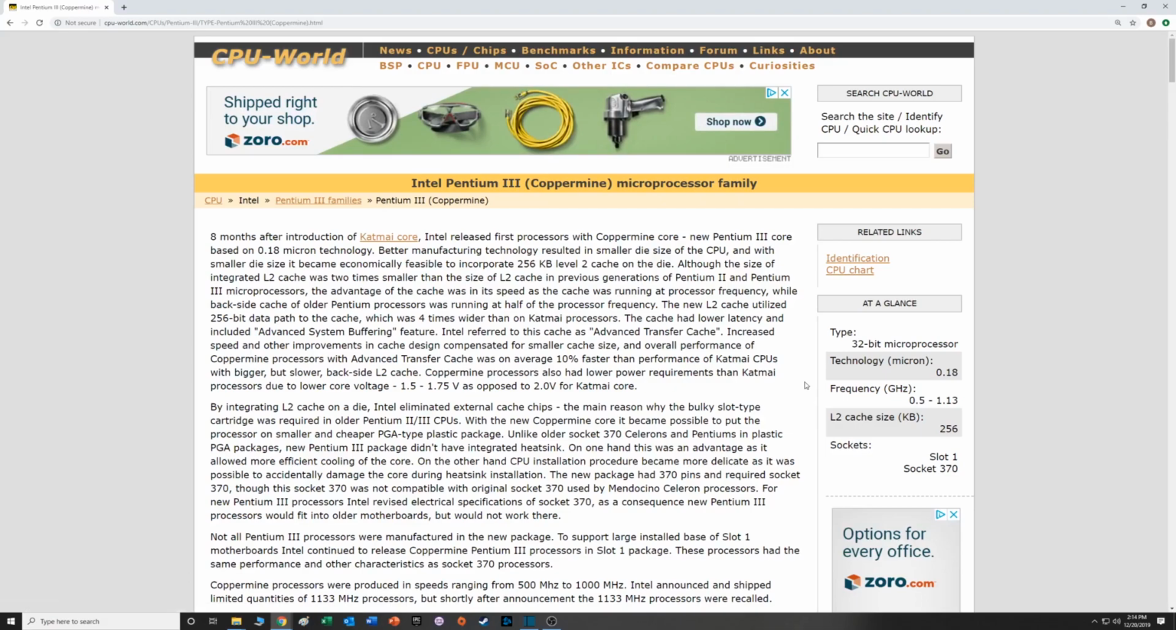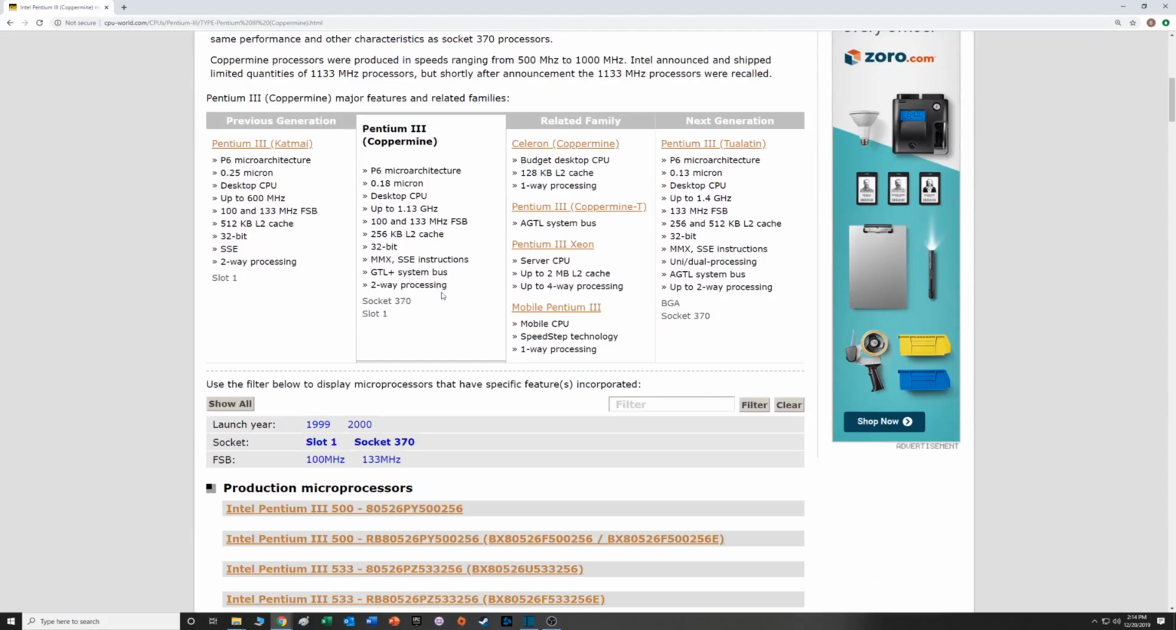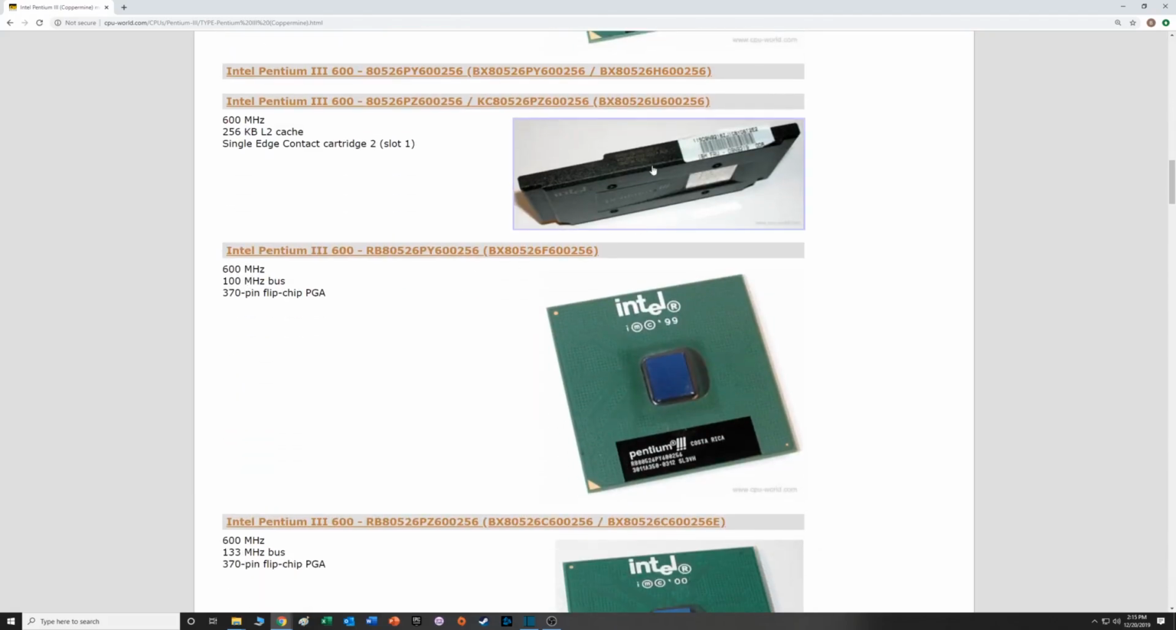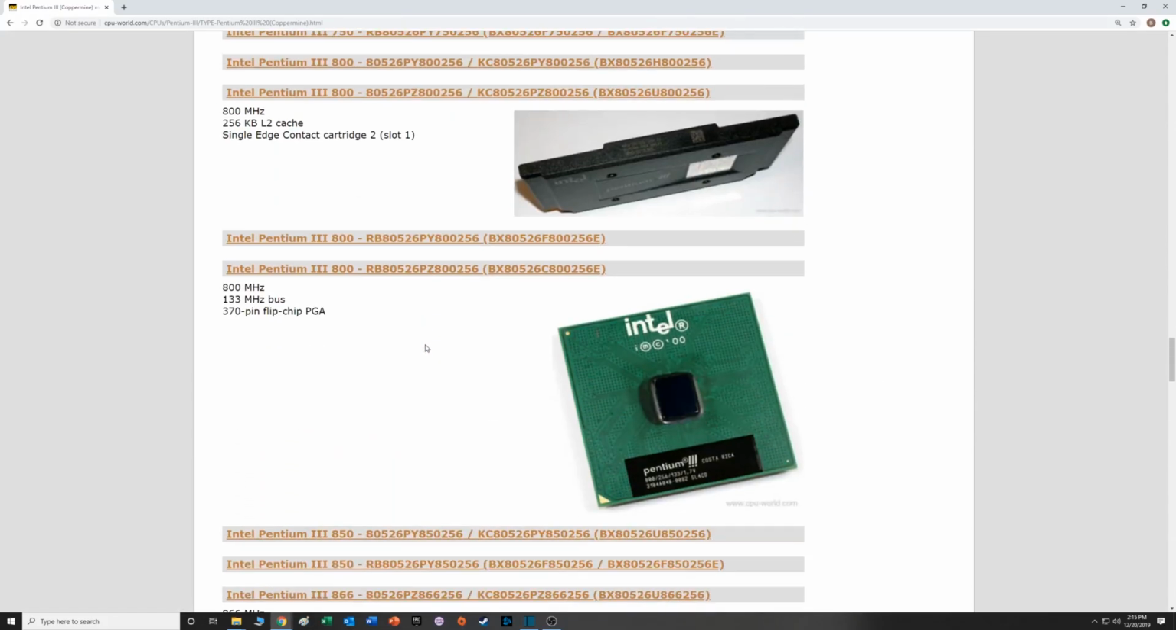Looking more closely at the Coppermine family of processors, you can see that those go from 100 to 133 front side bus. These have 256 kilobytes of L2 cache. Even though that was technically half the cache, it was actually more efficient because it was right on the same die as the CPU, so these processors had a noticeable jump in overall processing power compared to the earlier Katmai processors. I started scrolling through here on CPU World again, and you can see the 600 megahertz Pentium 3 processor I already have, but keep going down and you see various slot 1s and 370s mixed in.